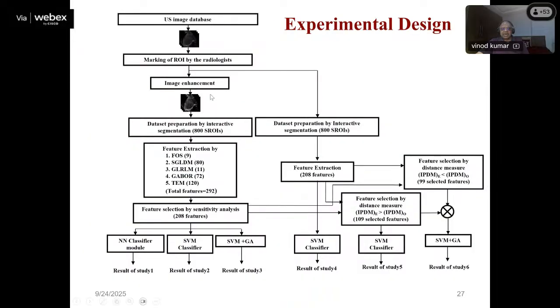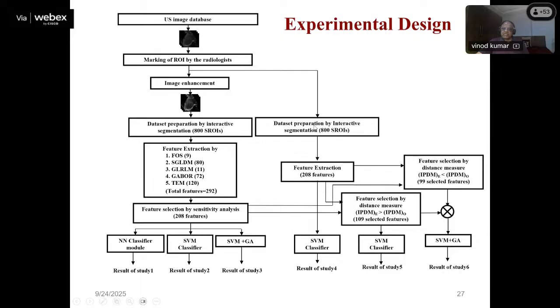So we collected SROIs. We collected 800 SROIs, that is segmented regions of interest. We had a good number of images. I will show you the database. From those tumor images, 800 patches were segmented. This work we did manually. Similarly, the ultrasound image was enhanced, the scattering was removed, then again 800 SROIs were collected from these images.